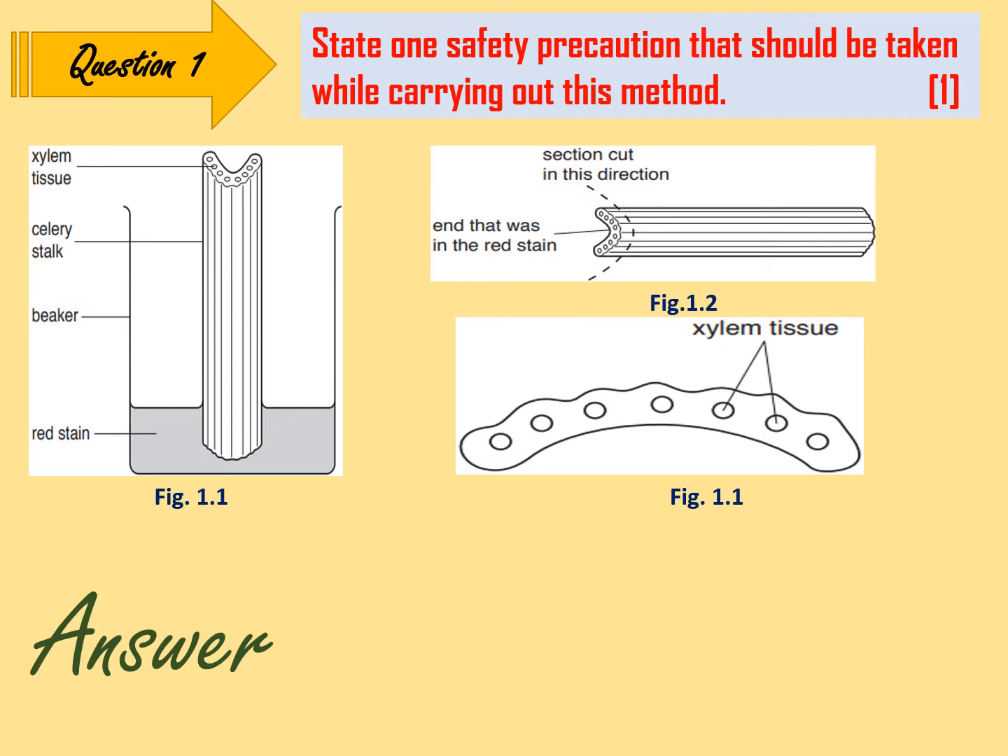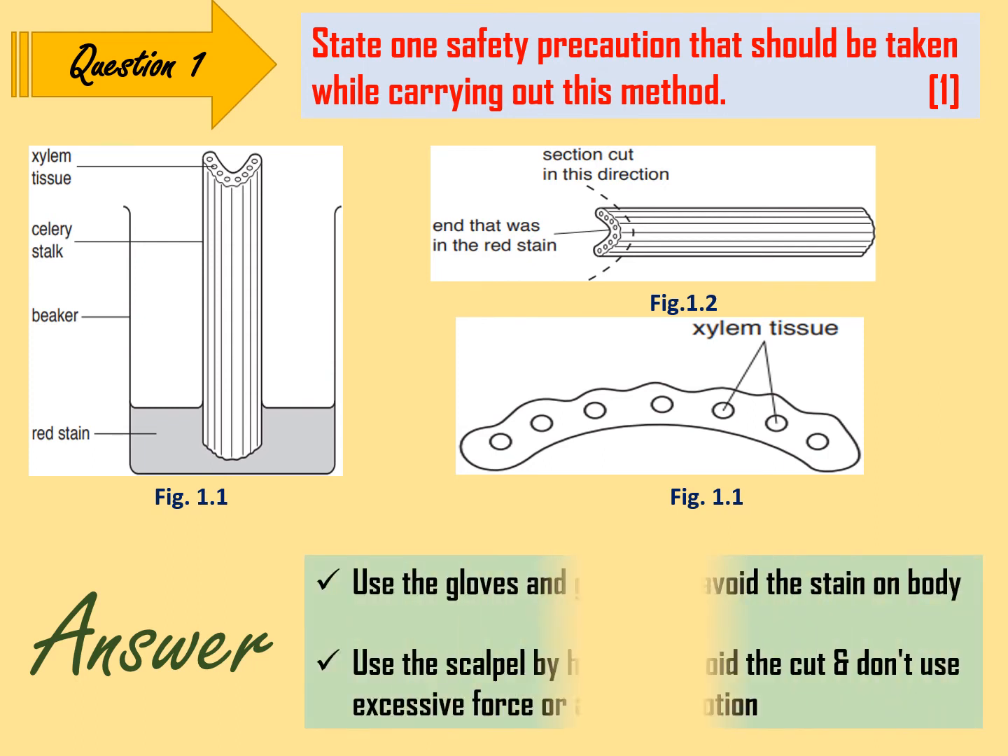Now the first possible question related to this investigation: state one safety precaution that should be taken while carrying out this method. You can write any one statement. Use gloves and goggles to avoid stain on the body. Or hold the scalpel by the handle to avoid cuts. And don't use excessive force or stabbing motions. Any one statement you can write secures 1 mark.